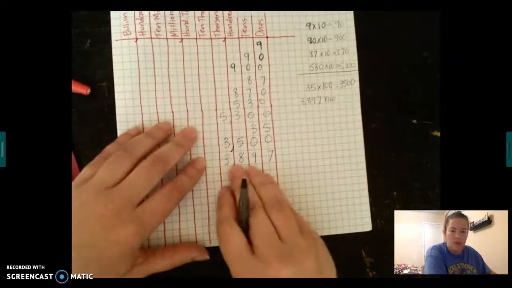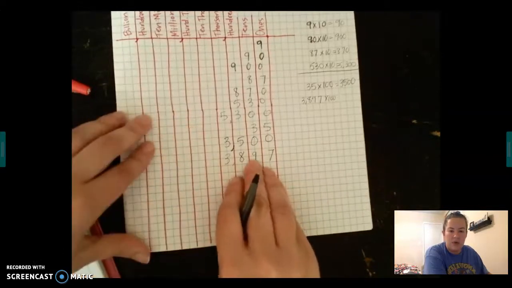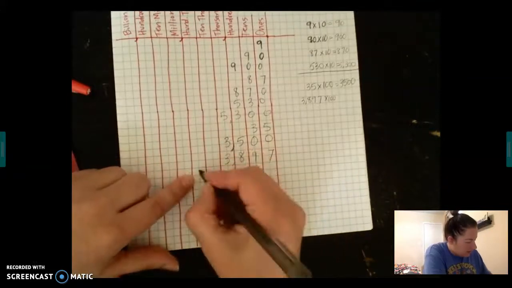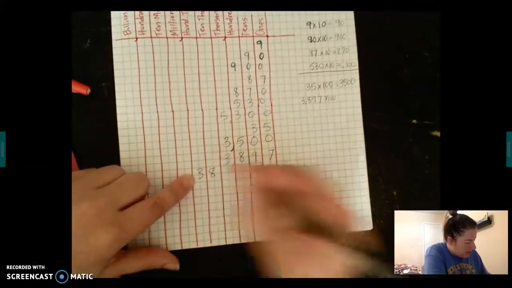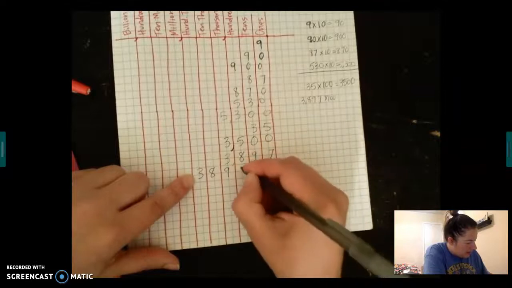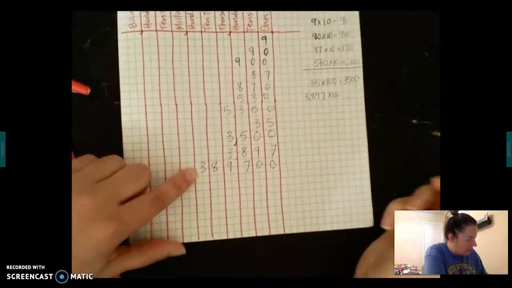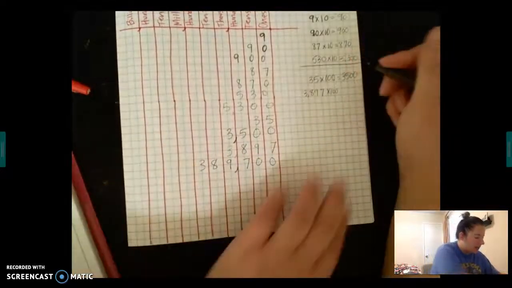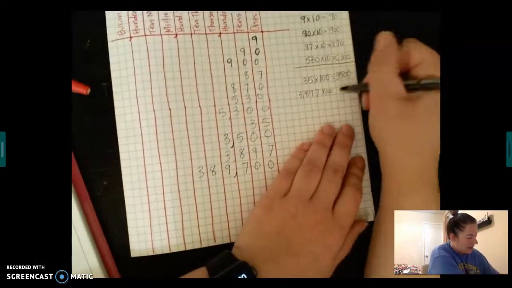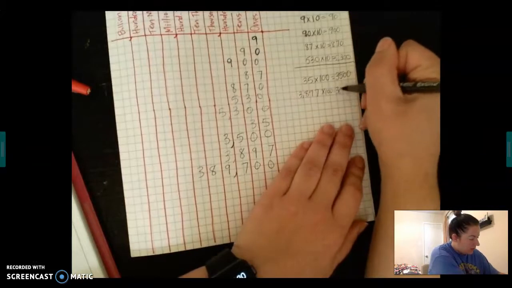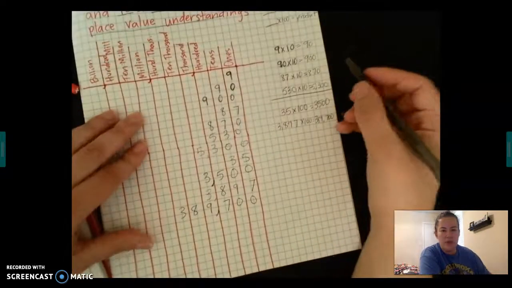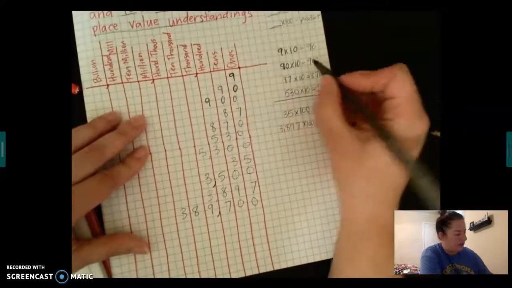3,897. And I'm going to move that entire number over two spots. So 3,897, I should have two zeros now at the end. So the answer was 389,700. Look what you'll notice in these equations over here.